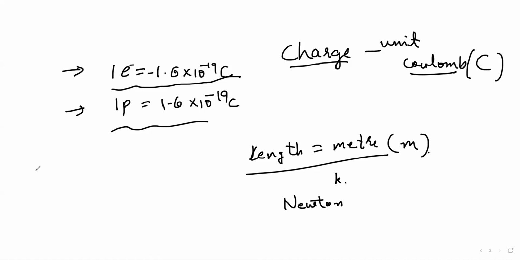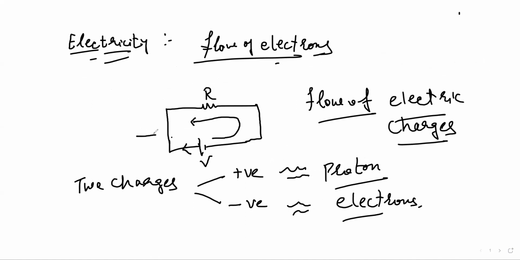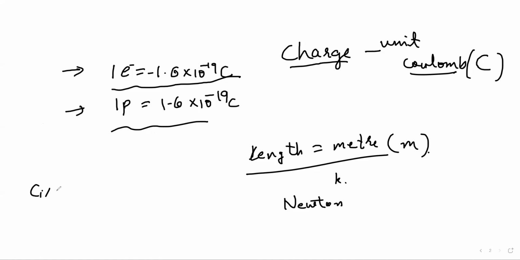Now, if I ask you, where is this current flowing? Where is the previous slide? Okay, so current is flowing in this circuit, right? Then again one question arises: what is a circuit? The flow of electric current. It's a part of the flow of electric current. Circuit is a combination of cell, wire, and the load.